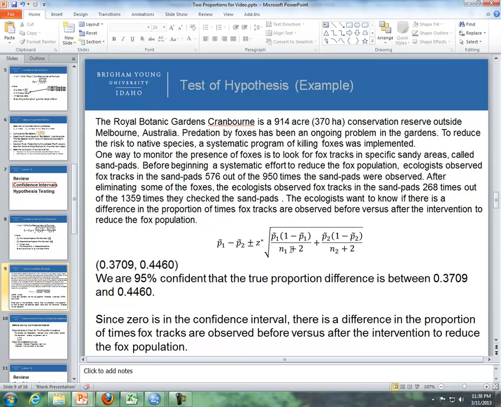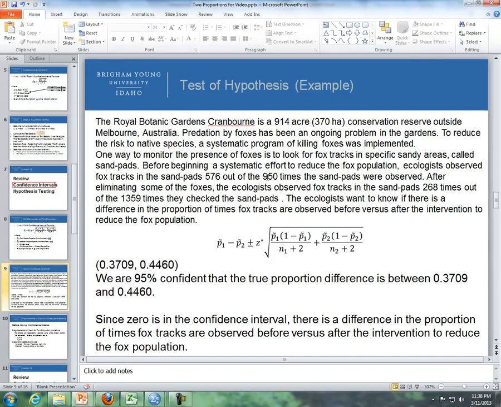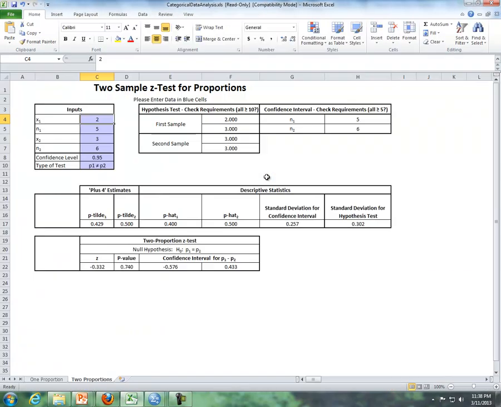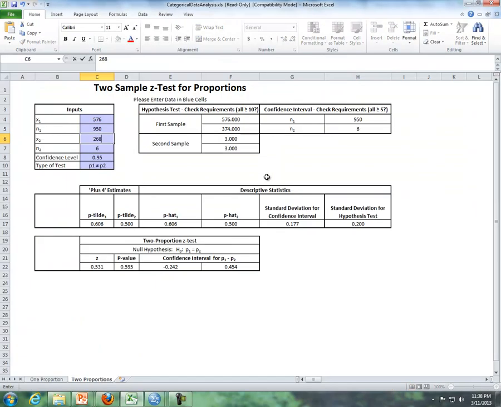It's similar to back in Unit 2, where we dealt with the difference between two independent sample means. We compare those means; here we're comparing two proportions. So we're going to take this information and put it into our Excel. You can do this by hand, though it's more unwieldy. I'm going to take 576, that's x1, and n1, which is 950. Then x2 is 268, and n2 is 1359. When we calculate it down below here, this is our confidence interval.